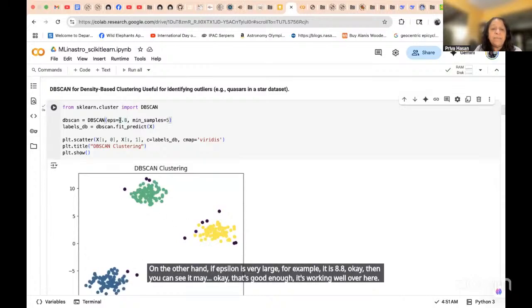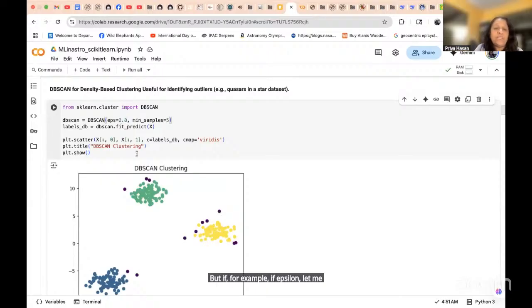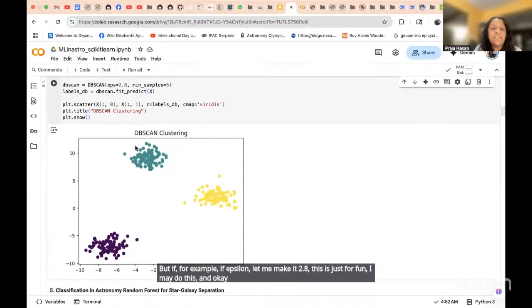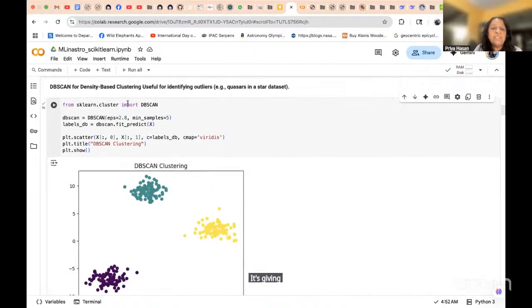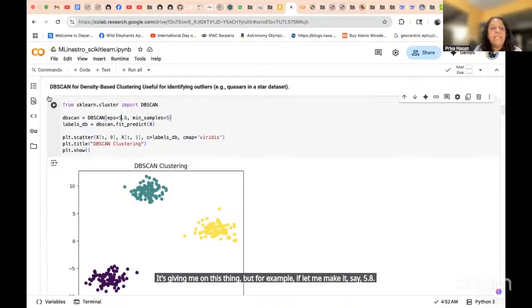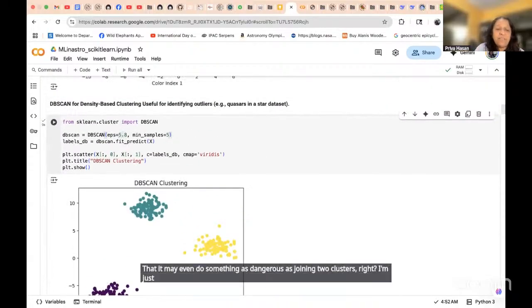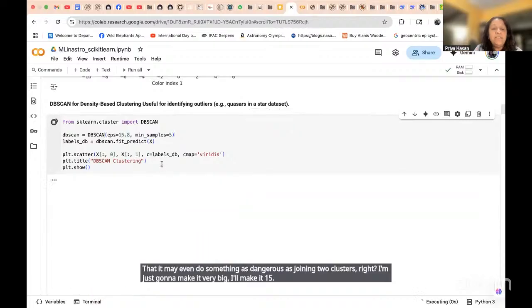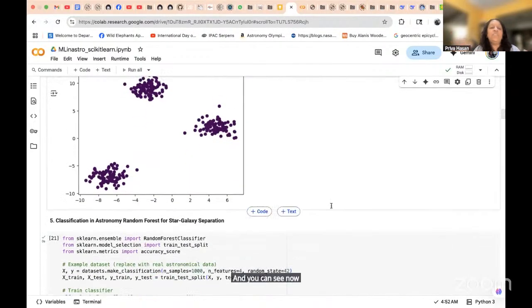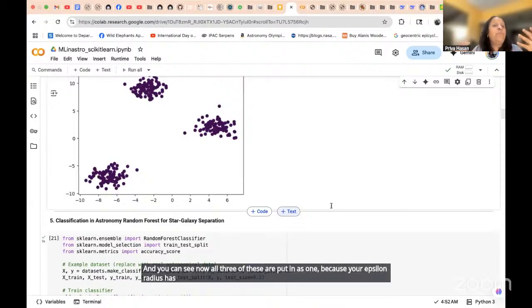But if, for example, epsilon, let me make it 2.8, this is just for fun. I may do this and okay, it's still working out well. But for example, if I make it say 5.8, then it may even do something as dangerous as joining 2 clusters, right? I'm just going to make it very big. I'll make it 15.8. And you can see now all 3 of these are put in as 1 because your epsilon radius has become 15.8.